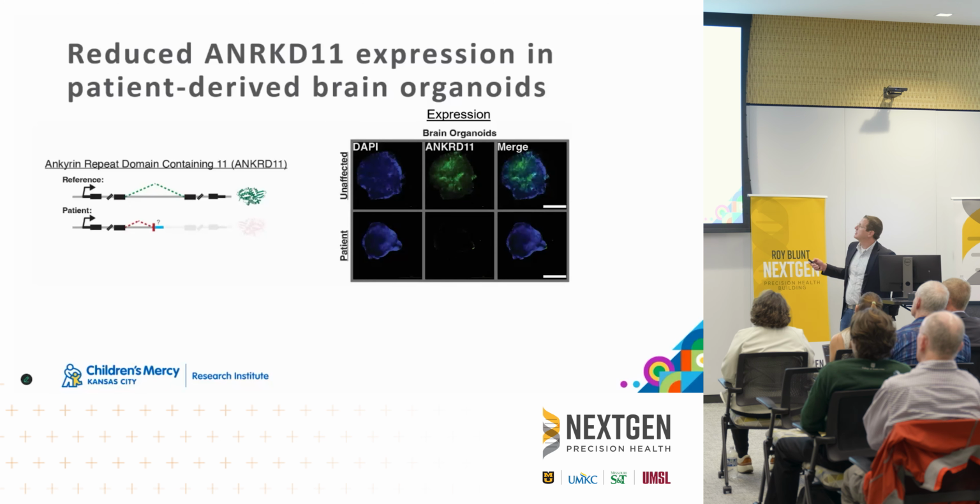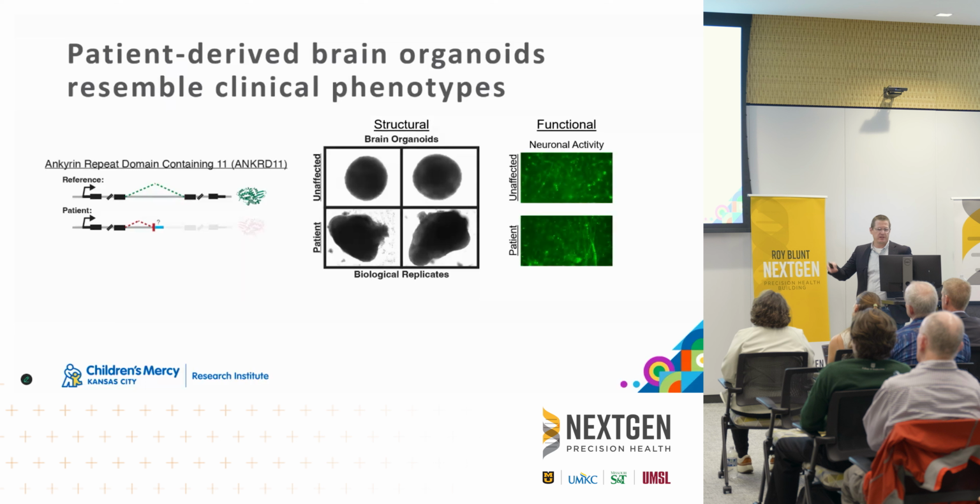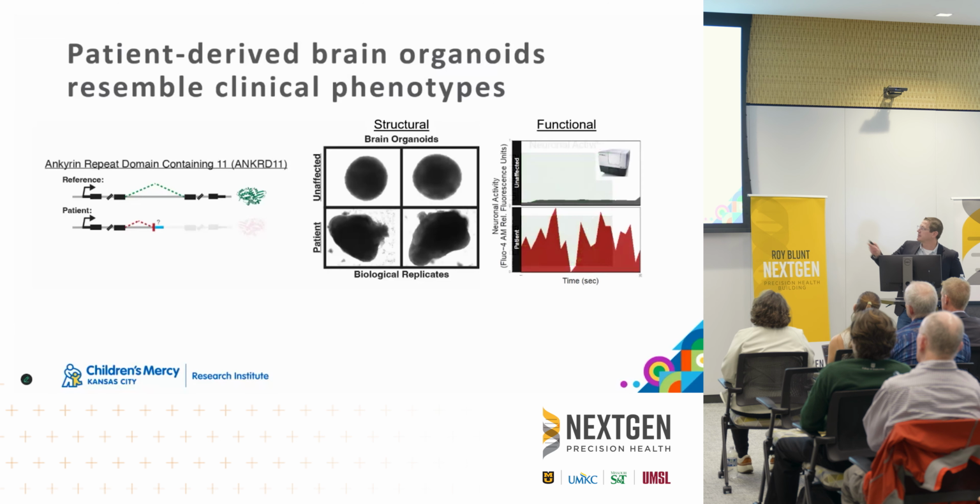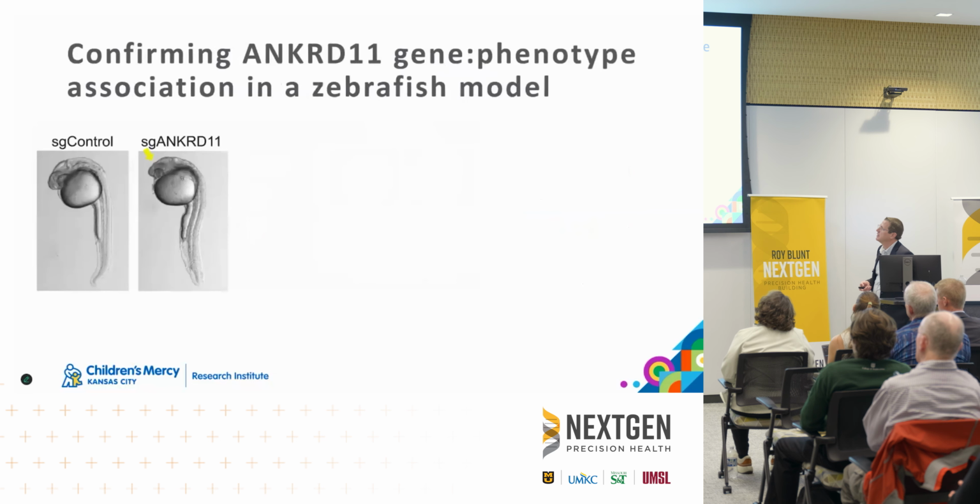And then here's the functional phenotype. So here's a healthy individual, again, an occasional blinking, and then here you see kind of the seizure phenotype. So we're able to do all of these things, and that's quantified here, right? So we're able, again, to recapitulate this patient's disease phenotypes in a dish.